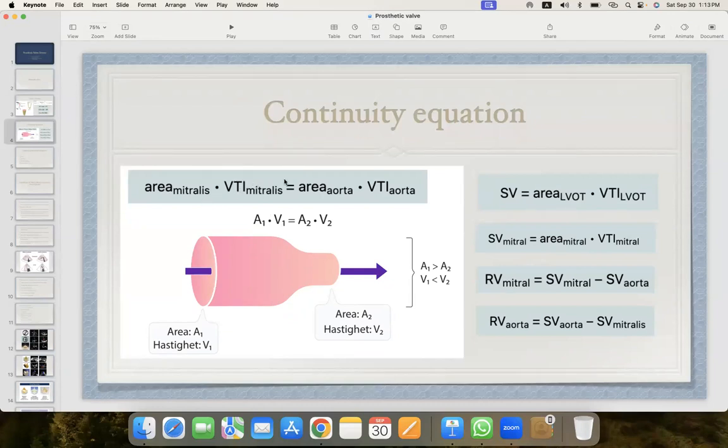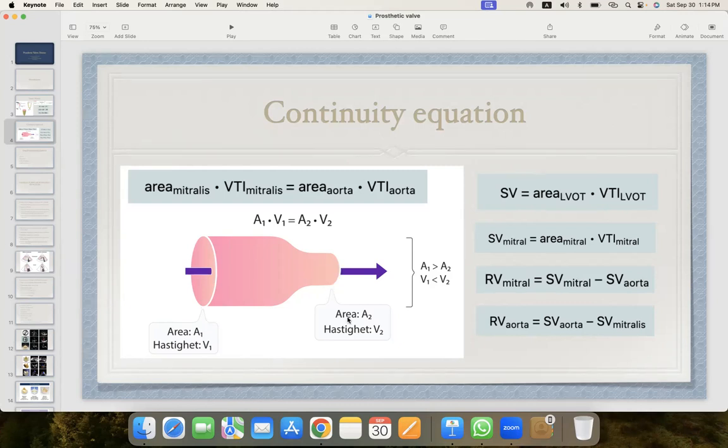So as you see here, the volume across this area equals the volume across this area. Across A equals across B. And from that, you can calculate the area. We do that by first calculating the stroke volume, which is the area multiplied by the VTI, or you can use the flow, and then divide it by the VTI across this area. And from that, you're going to get the area. So this is how we use the continuity equation to determine the area at point A2.